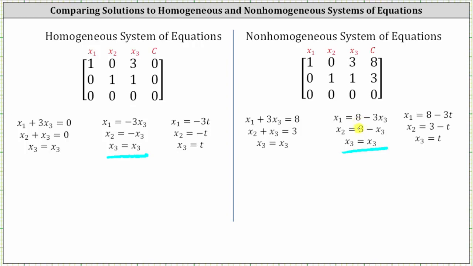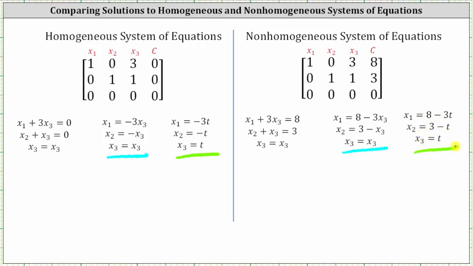Another common way is to parameterize the solution by letting the free variables equal a different variable. Because x sub 3 is the free variable, to parameterize the solution, we let x sub 3 equal t, which for the homogeneous system gives us x sub 1 equals negative 3t, x sub 2 equals t, and x sub 3 equals t. This would be another common way to express the solutions for a homogeneous system. Similarly, for the non-homogeneous system, if we let x sub 3 equal t, we have x sub 1 equals 8 minus 3t, x sub 2 equals 3 minus t, and x sub 3 equals t.